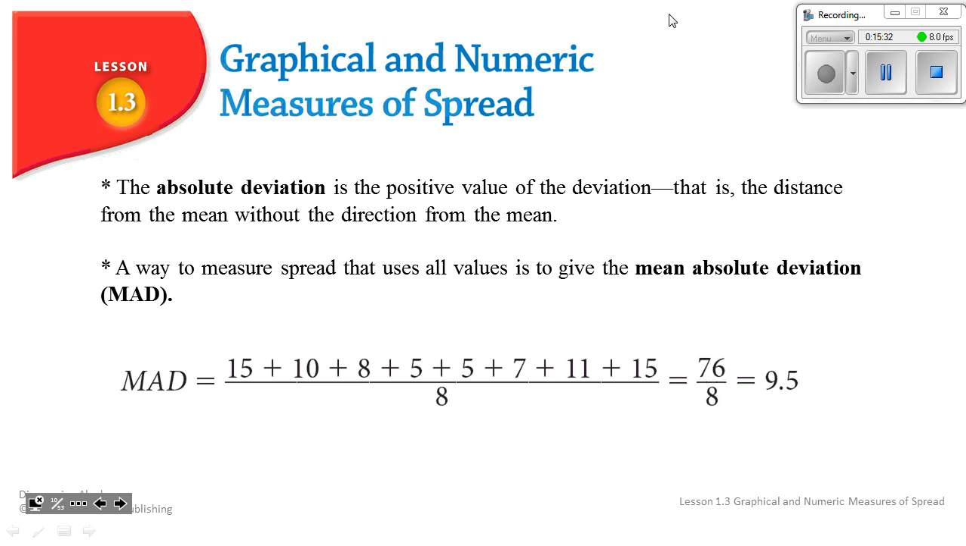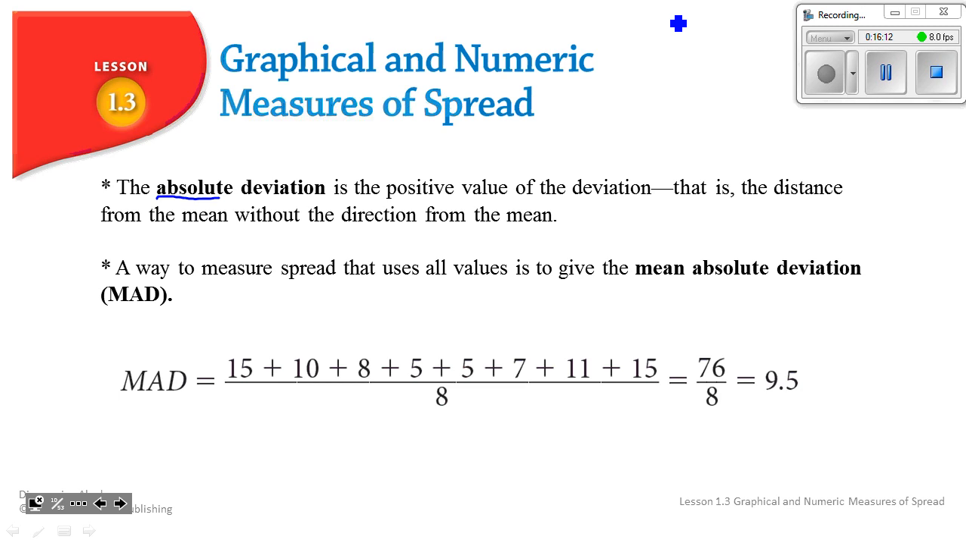All right. So like I said, a couple more things. The absolute deviation is the positive value of the deviation. The distance from the mean, remember, is the deviation. The absolute deviation just takes the positive value of all of that. So remember, if you scored a 78, your deviation was negative 2. Well, your absolute deviation is just going to be 2. Okay, so absolute deviation is just the positive value of all the deviations.